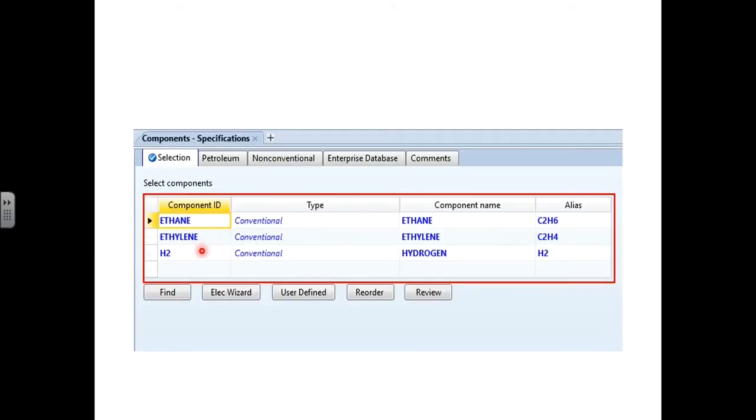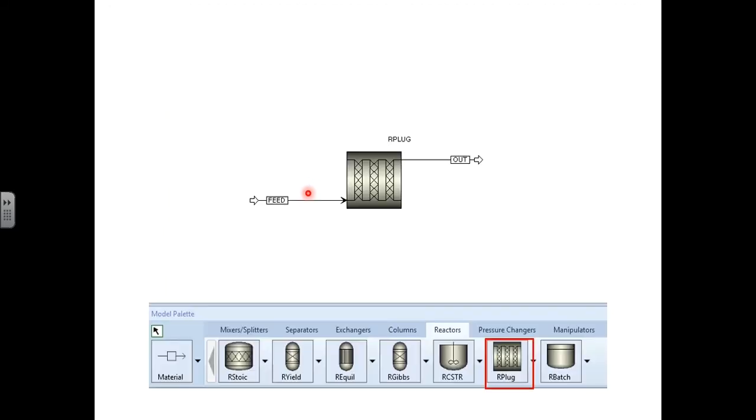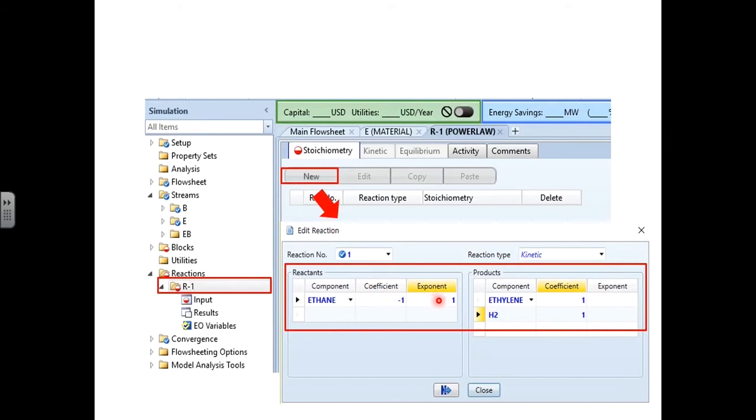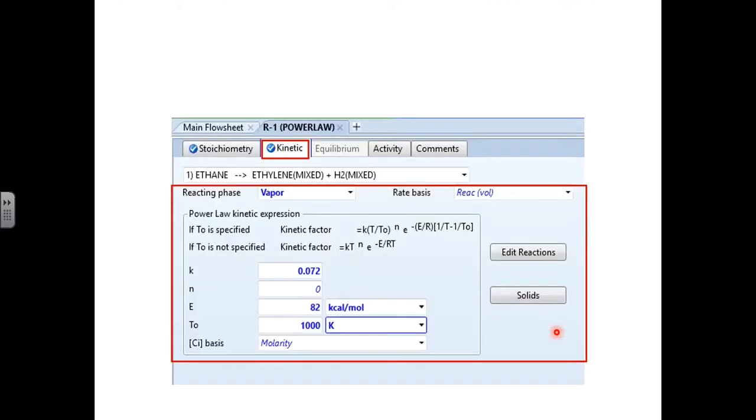Ethane, ethylene, hydrogen added. You can see this property package is added. Feed, product, reaction is specified. Ethane minus 1, exponent 1 from the rate equation. Ethylene and hydrogen are added as 1 coefficient. The reacting phase is vapor. Here you have to change it to vapor because it is not a liquid phase reaction, it is a vapor phase reaction.